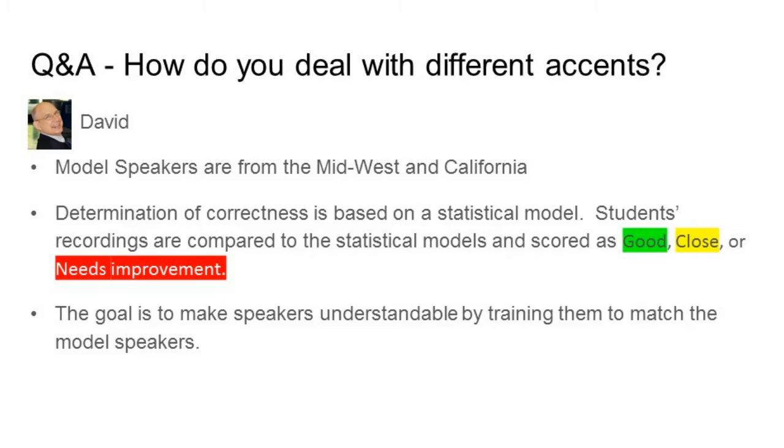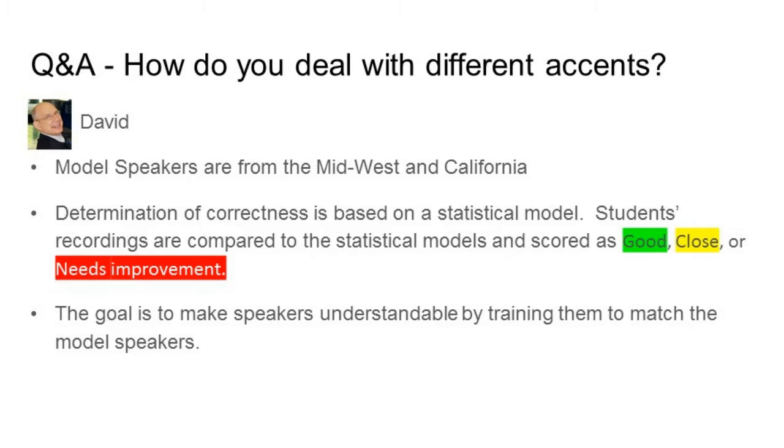So we have a statistical model of how it should sound, and then their recording is compared to that statistical model. And so it provides this color-coded feedback. If it's almost correct, it's a yellow background. If it's correct, it's a green background. And if it's not correct, it's a red background. If it's either yellow or red, then they have a prompt where they can practice again.